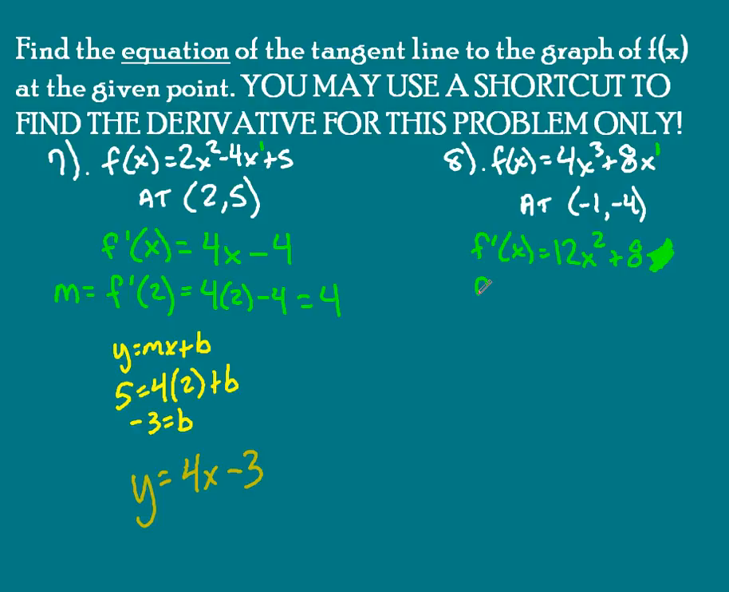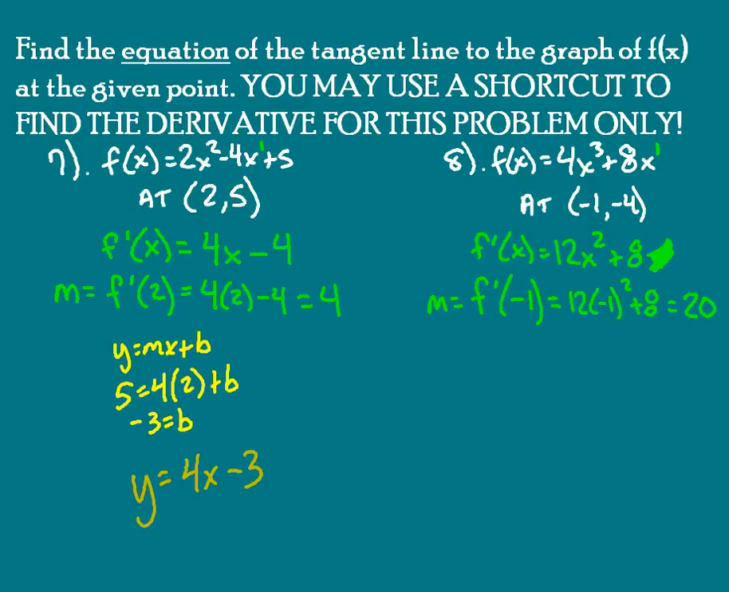I need to know what the derivative value is at negative 1. So when I plug in negative 1, I will get 12 times negative 1 squared plus 8. Well, negative 1 squared is 1. 12 times 1 is 12. 12 plus 8 is 20. So again, that is your slope.